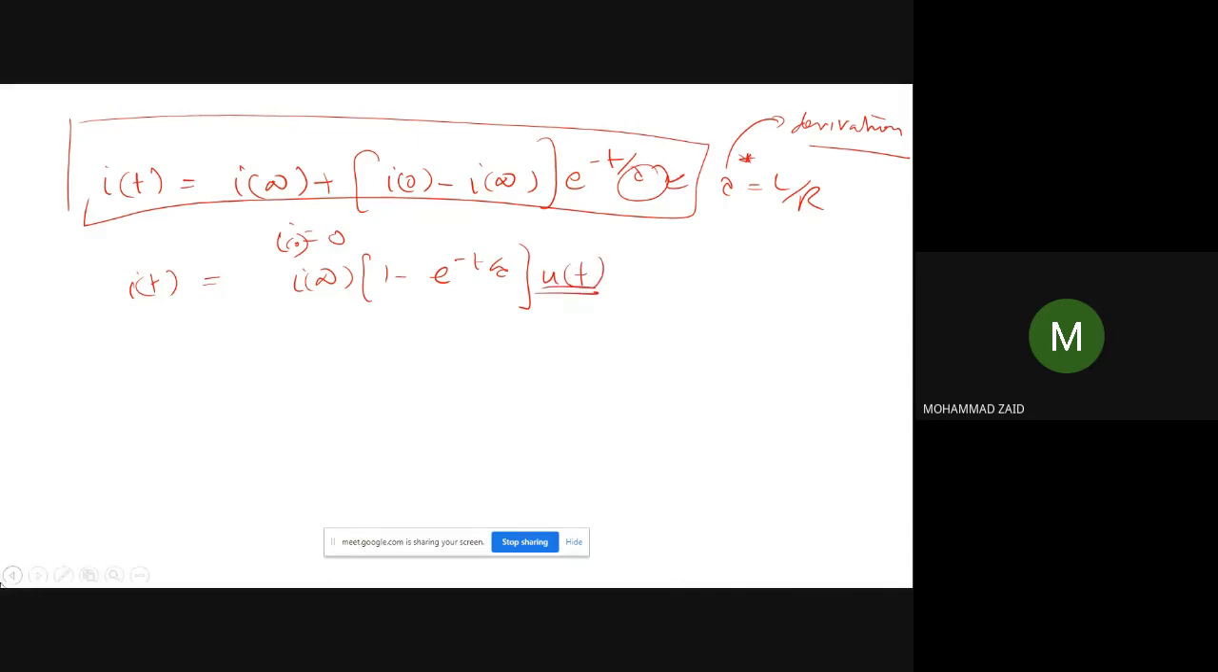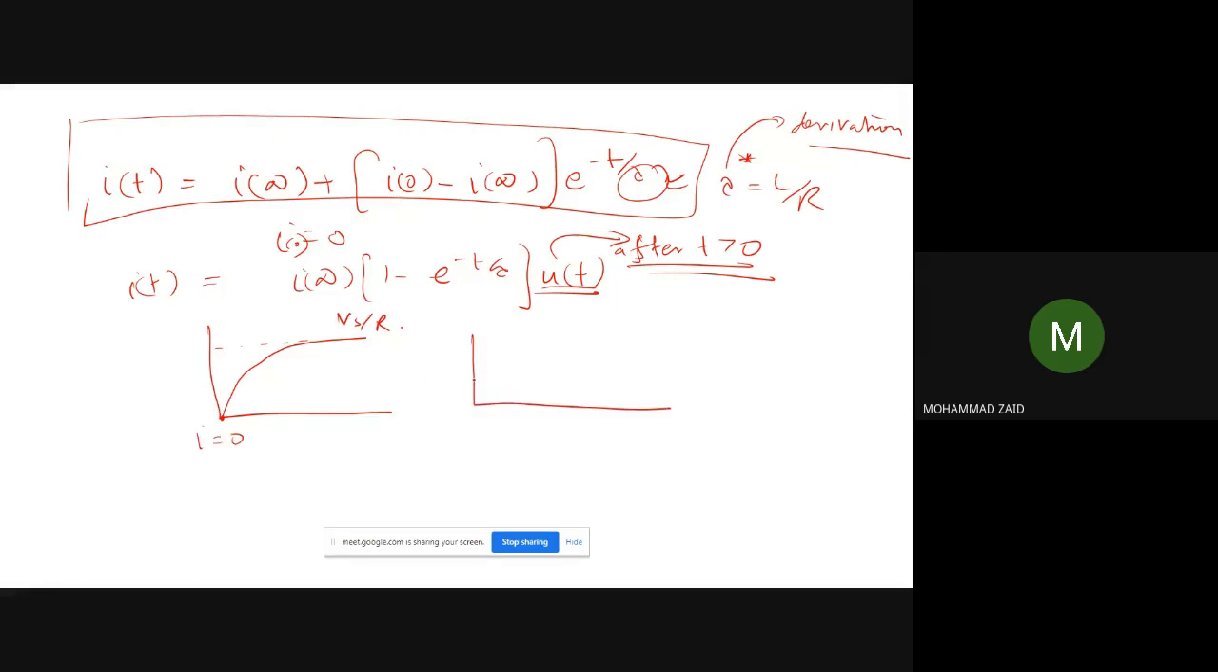UT depicts that we are operating it after t greater than t. So the response will be such that the current will be increasing and then it will be saturated. That will be the final value of current, known as Vs by R, and this is the initial value of current. If it is starting at 0, then this is 0 current, or if it is starting at some initial current, then we can start from here.